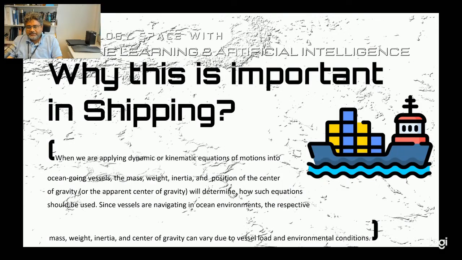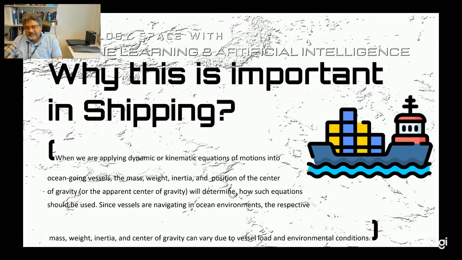So let's elaborate why this concept of apparent center of gravity is important for shipping industrial applications. The main reason is that when we are applying dynamic or kinematic equations to ship motions, the mass, weight, inertia, and the position of the center of gravity will determine how such equations should be used.